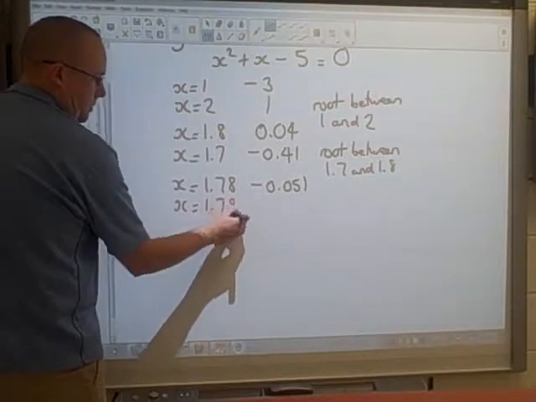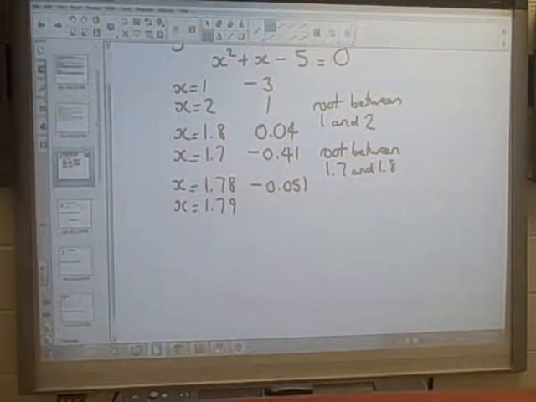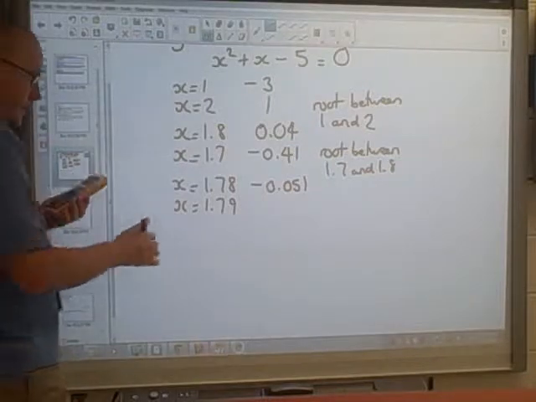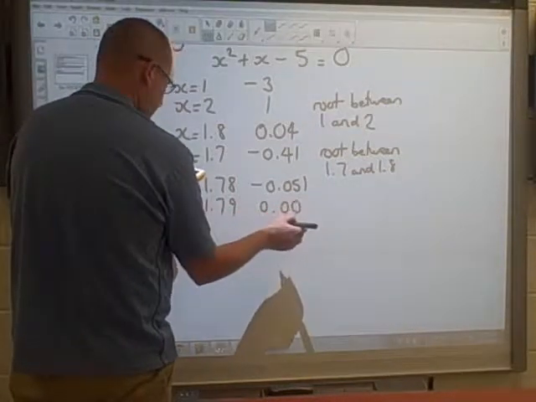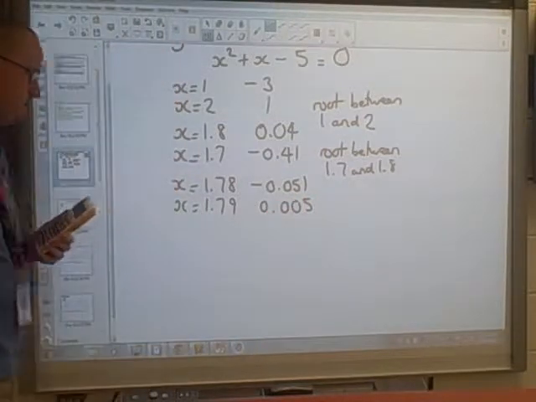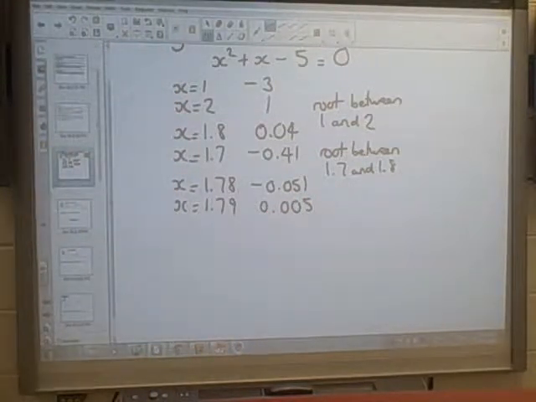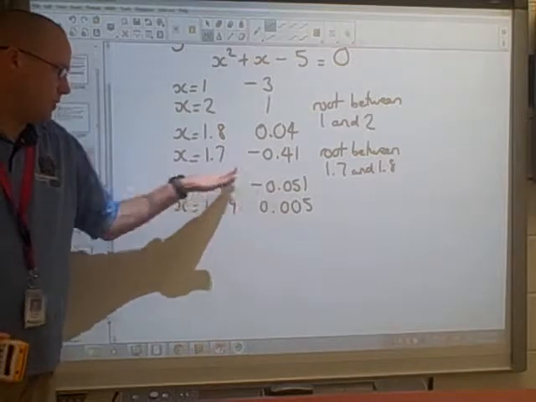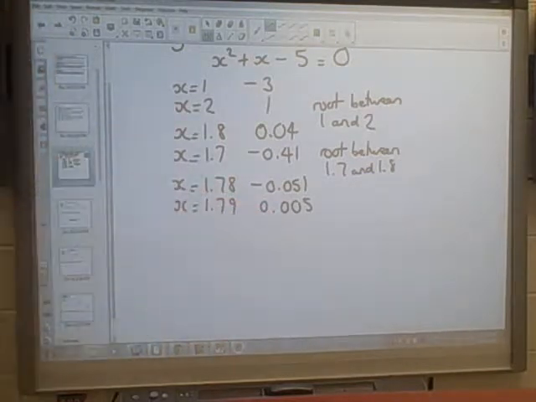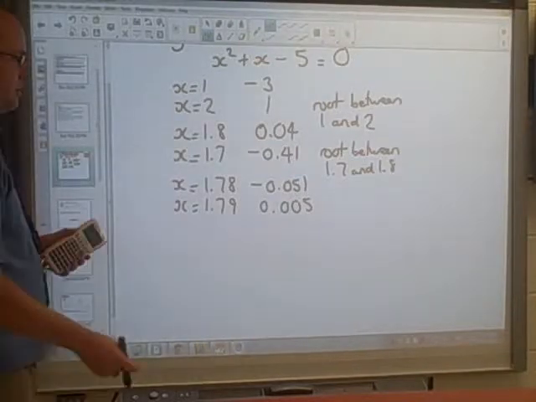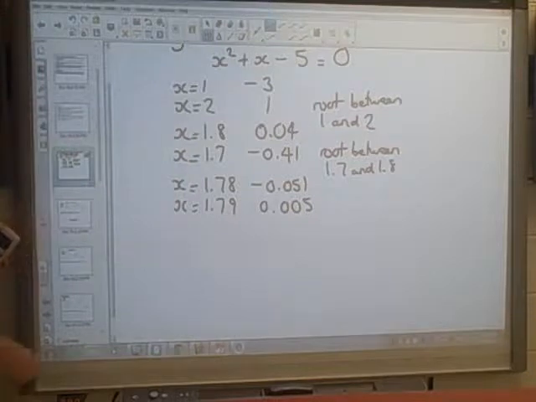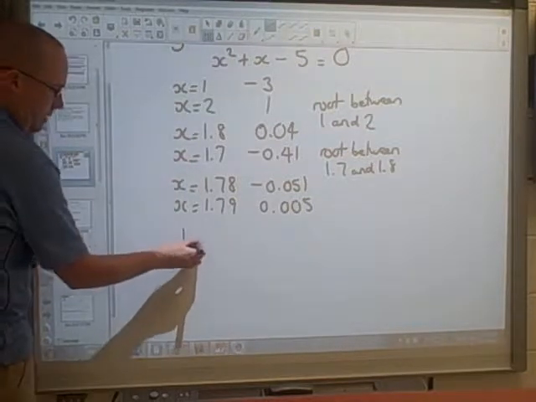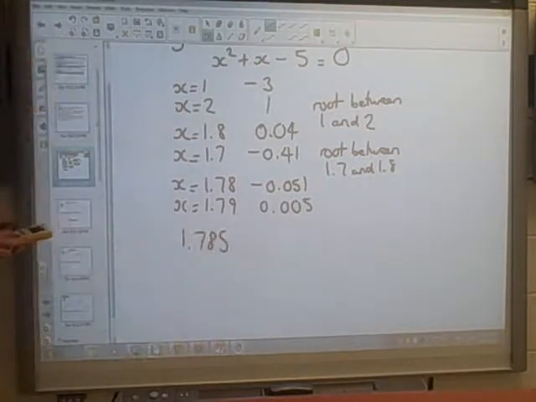So as this one was too small, I'm going to go with 1.79. And I get 0.005. Now it looks like this is the closer one than this, so we might be prepared to say straight away 1.79 to 2 decimal places. But what we actually have to do is, once we've narrowed it down between 2 numbers to the correct degree of accuracy, we have to check the middle value as well. So we also have to check 1.785.